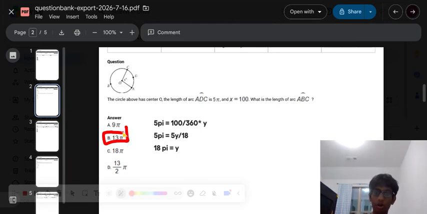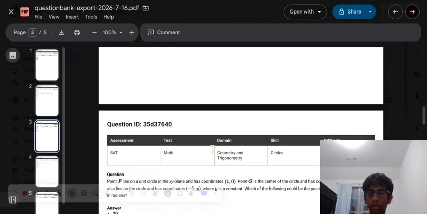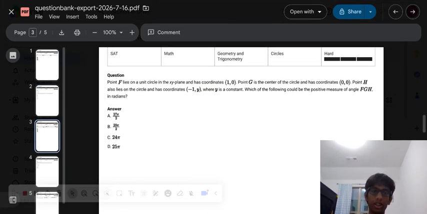Moving on to our next problem, it states that point F lies on the unit circle and has the coordinates 1, 0. Point G lies in the center of the circle and has coordinates 0, 0. Point H also lies on the circle and has coordinates -1, y, where y is a constant. Which of the following must be the positive measure of the angle FGH in radians? Okay, keyword here is radians.